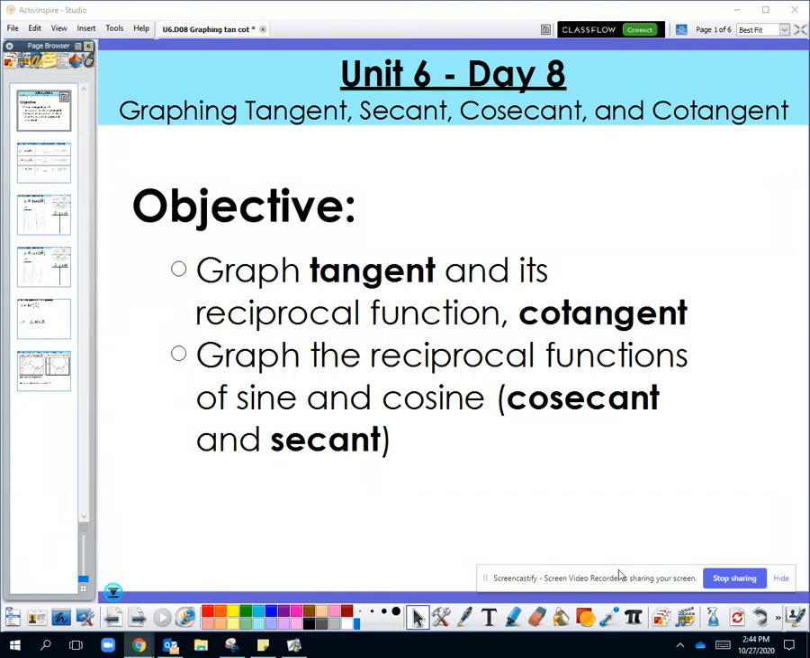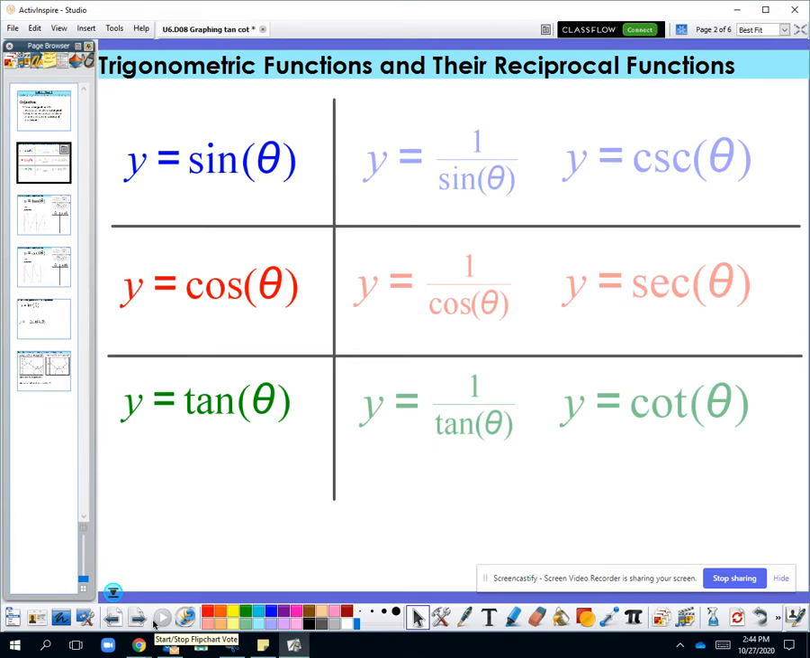Today we are going to be discussing how we graph tangent and its reciprocal function cotangent, as well as the reciprocal functions to what we've previously graphed, sine and cosine. Those names are cosecant and secant, respectively. Here's a nice little chart for you just to keep things straight.